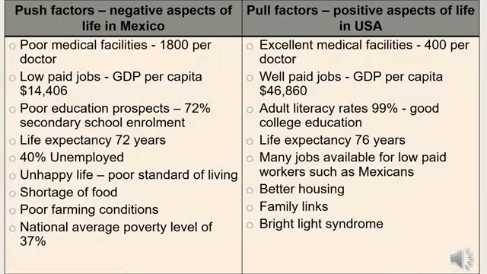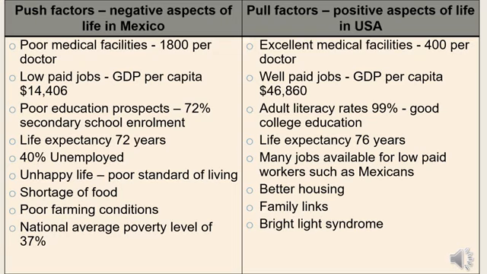If we examine the reasons why Mexicans want to emigrate, we can divide these up into two different aspects. Firstly, the push factors. These are the negative aspects of life in Mexico and the reasons why they want to leave. And the pull factors, these are the positive aspects of life in the United States of America and why they would like to move there. Firstly, let's examine the push factors.